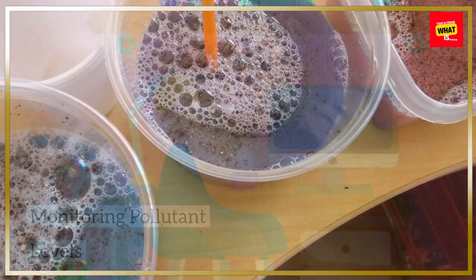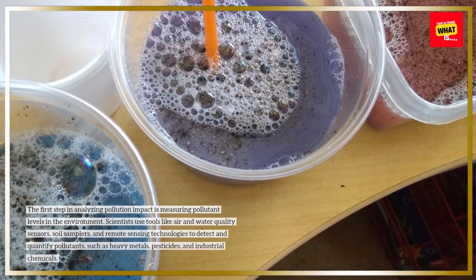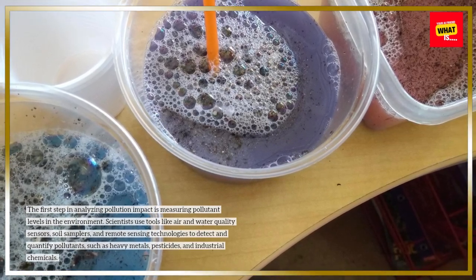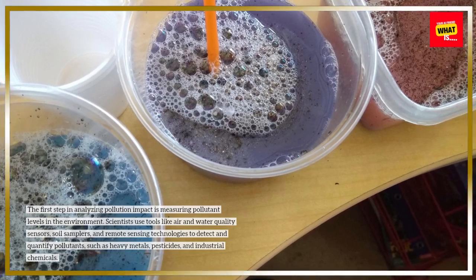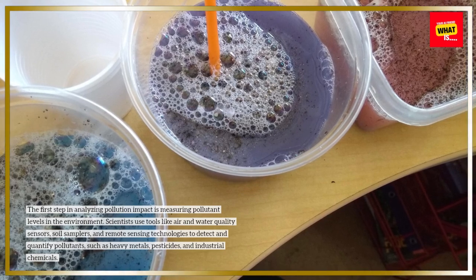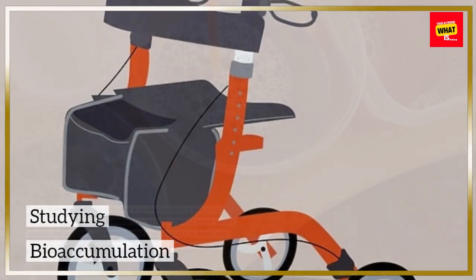Monitoring pollutant levels. The first step in analyzing pollution impact is measuring pollutant levels in the environment. Scientists use tools like air and water quality sensors, soil samplers, and remote sensing technologies to detect and quantify pollutants, such as heavy metals, pesticides, and industrial chemicals.